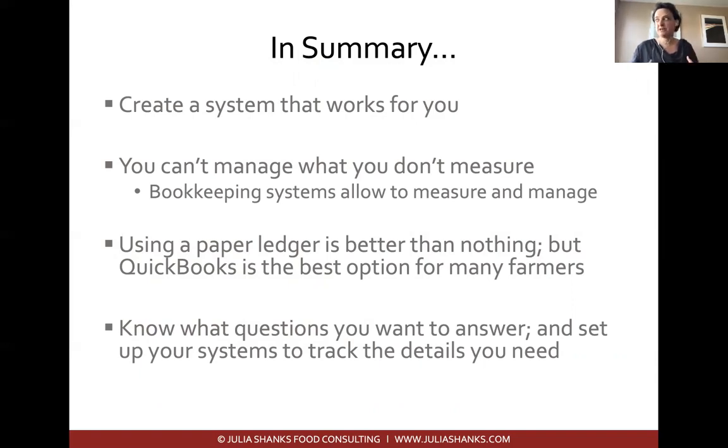As you become more empowered by your numbers, you're going to want to know more, and you're going to want to move along. If you're starting with a paper ledger, you'll move up into Excel. If you're in Excel, you'll want to move up into QuickBooks. You don't have to start immediately with QuickBooks. Start with what makes sense for you. But as you grow, you'll want to grow your system with you.